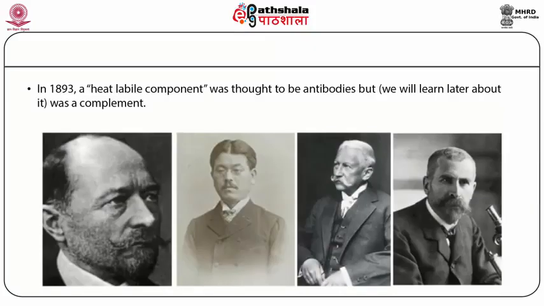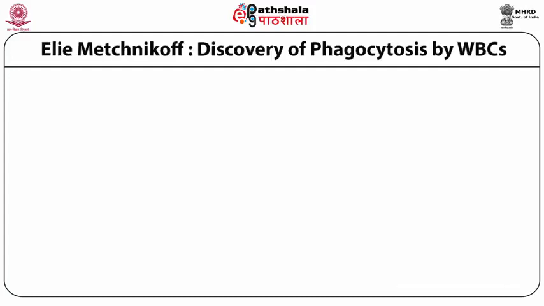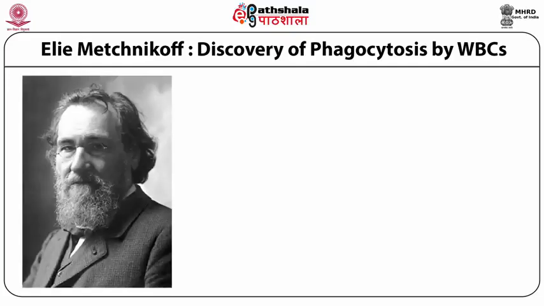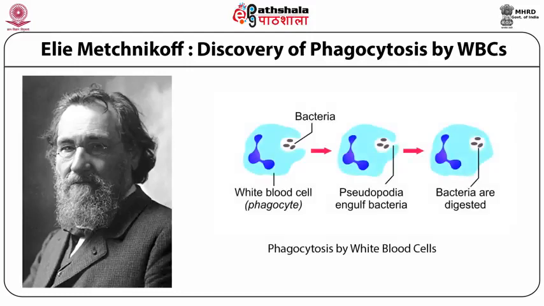In 1893, a heat labile component was thought to be antibodies, but it later on was recognized as complement. In 1893, a Russian, Elie Metchnikoff, showed that white blood cells of vertebrates could cause phagocytosis of some fungal spores, and he thereby started a fierce debate about humoral versus cellular agents involved in the defense against infections.